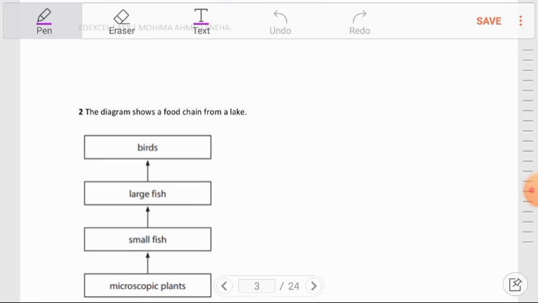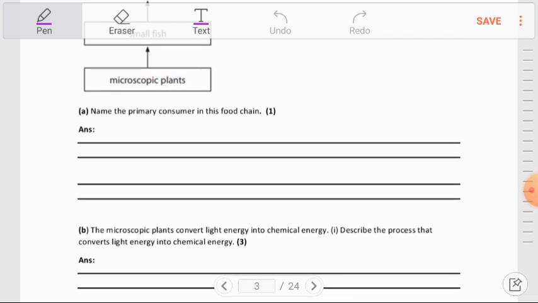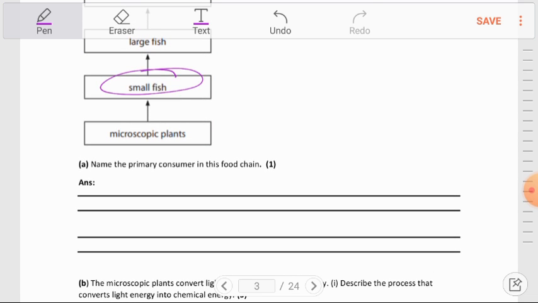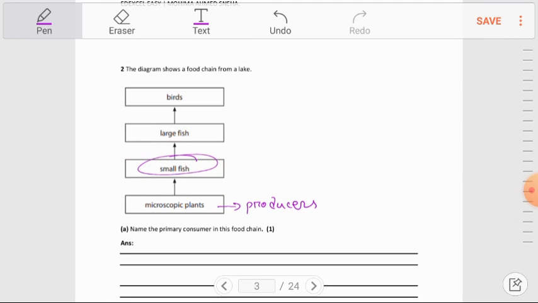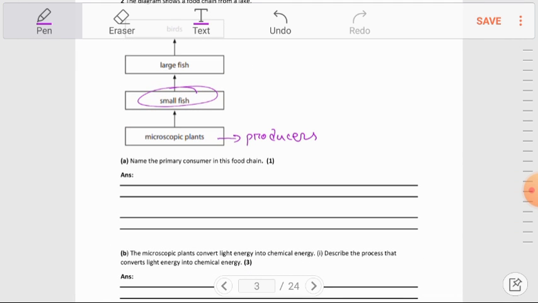The diagram shows a food chain from a lake. Question 2A says, name the primary consumer in this food chain. So the primary consumer is the one that comes second in this chain, that is this small fish, because microscopic plants are the producers and the ones that consume producers are called primary consumers. So the small fish is the primary consumer in this food chain. So it will be small fish.